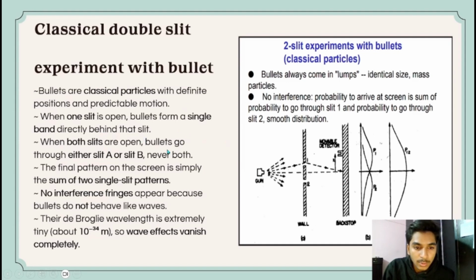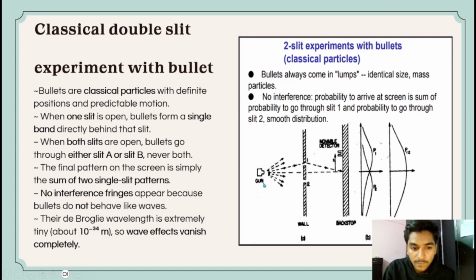Next, we open both slits, but the bullet goes either through slit 1 or through slit 2. It can't go through both slits. So the final pattern on the screen is simply the sum of the two single slit patterns.